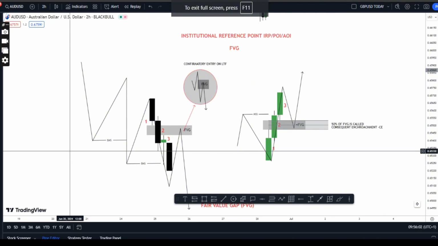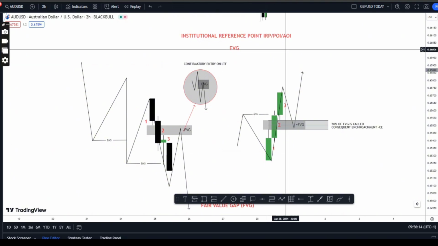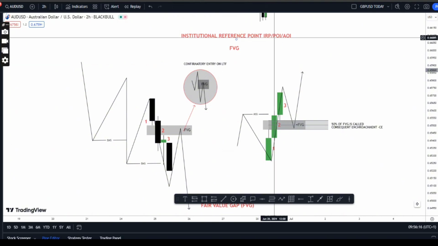Do you know that order block is not the only institutional reference point that the institution make reference to? Do you know that order block is not the only POI, that's point of interest, it's not the only AOI, that is area of interest, that the price always come to pick order from, and whereby you can be able to take your trades from those points and make good profits?